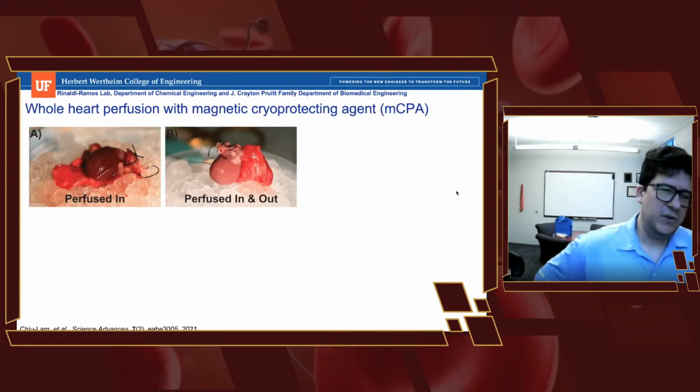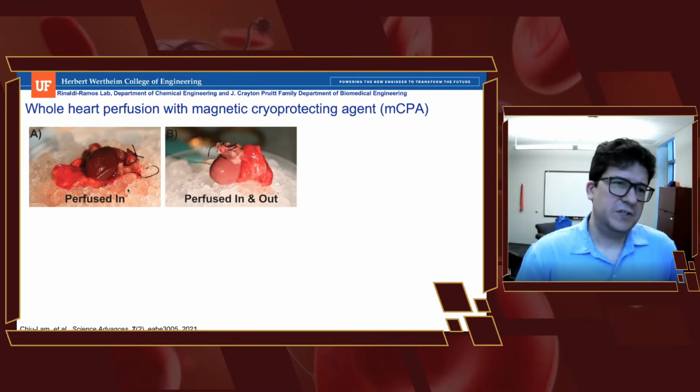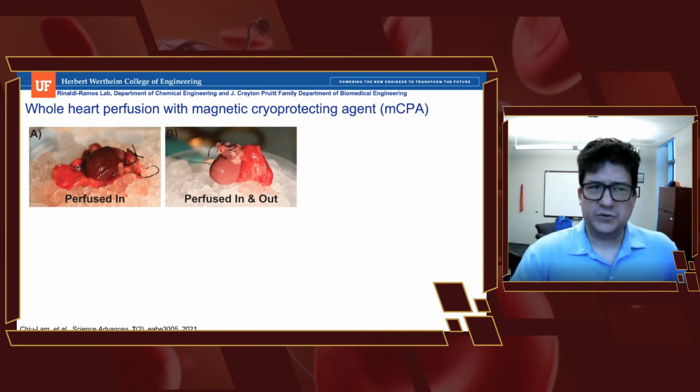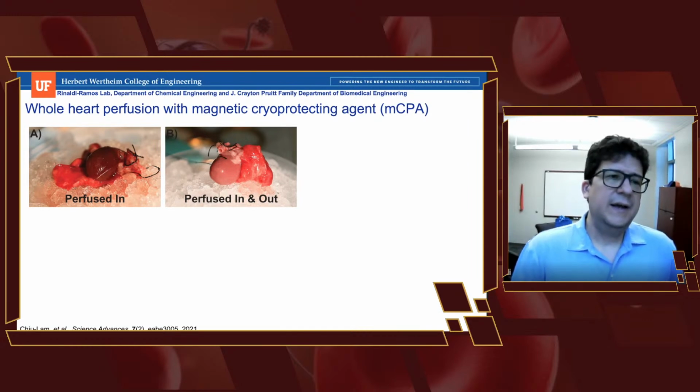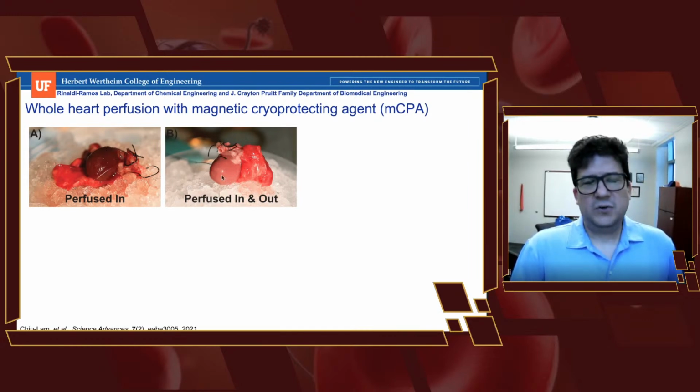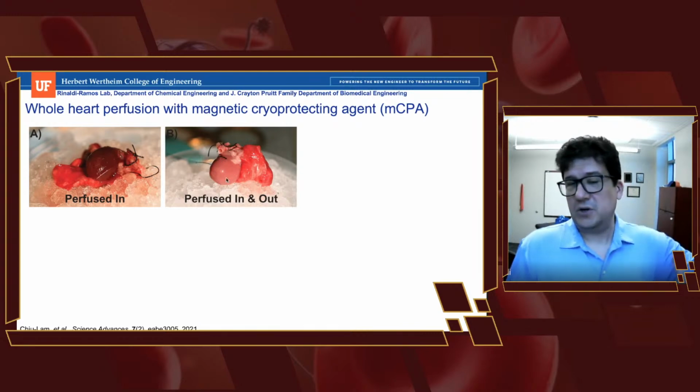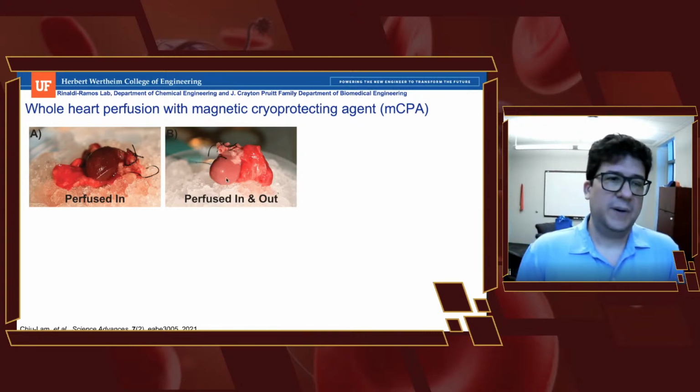And so these are images of a heart that's been perfused in with the cryopreservation agent. You see it's very dark because the particles are distributed throughout the heart. And this is an image for a heart that has been perfused in with the particles and then perfused out. So the particles have been removed, and you see that it goes back to its normal pink color.